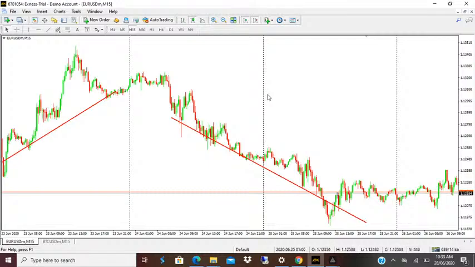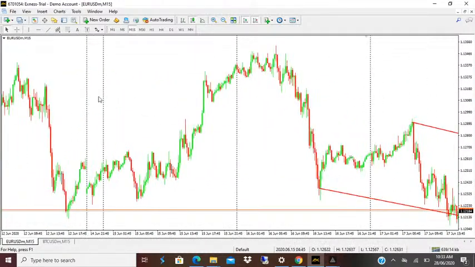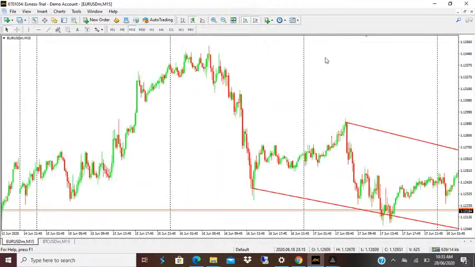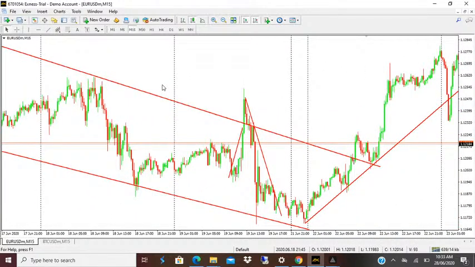If you want me to do a video on trends, channels and ranges, I can do that as well for you guys. But this is not advanced. This is for you to know where you are in the market so you wouldn't just hit these sells or buys.